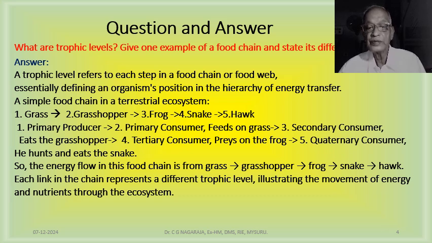A simple example on the terrestrial ecosystem. I have chosen terrestrial, which means land ecosystem. There is also a marine or water system, I have not taken that. Grass is eaten by grasshopper, and then frog, then snake, then hawk. The arrow indicates the consumption of the material.